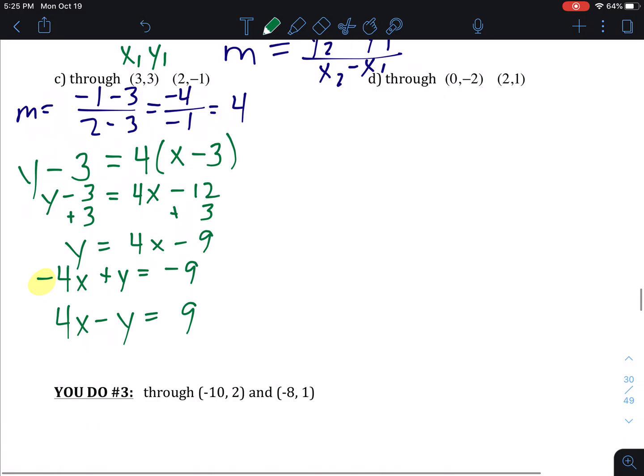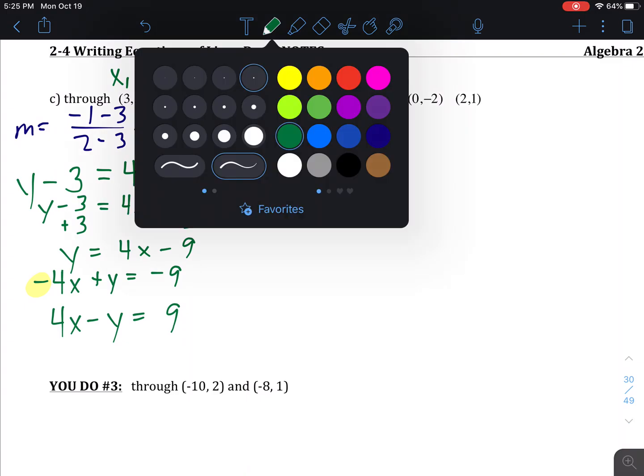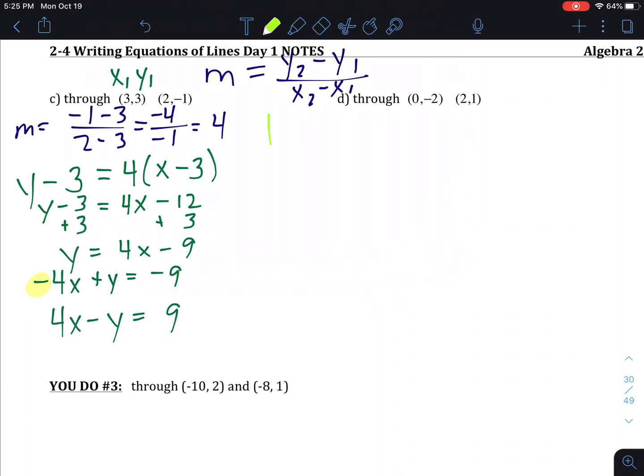So again, let's recap the steps I just did. When all we were given was 2 points, we had to find the slope formula first. Then we did the point slope formula second. And we converted down into standard form finally, last.